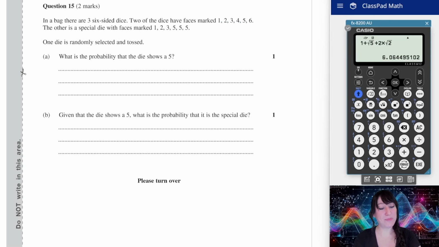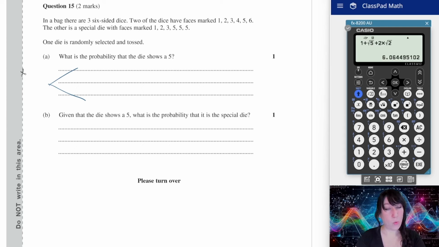Question 15. In a bag, there are 3 six-sided dice. 2 of the dice have faces marked 1 through 6. The other is a special die with faces marked 1, 2, 3, 5, 5, 5. One die is selected and tossed. What is the probability that the die shows a 5? So we could use the product rule here, but if it helps, you could draw a tree diagram.